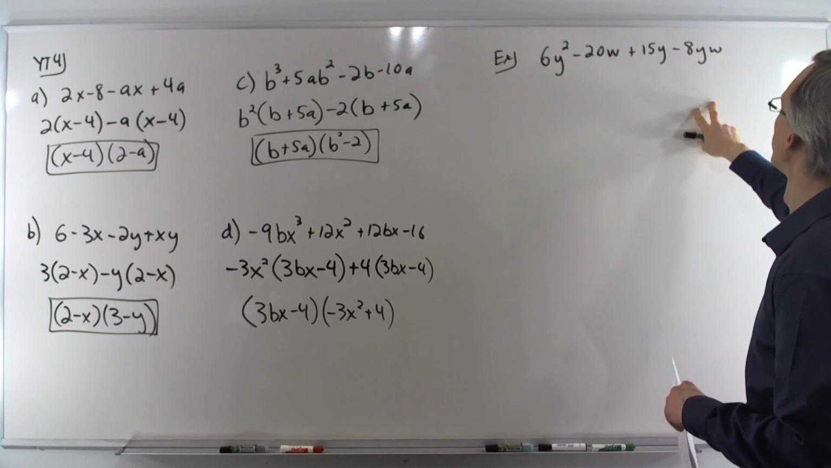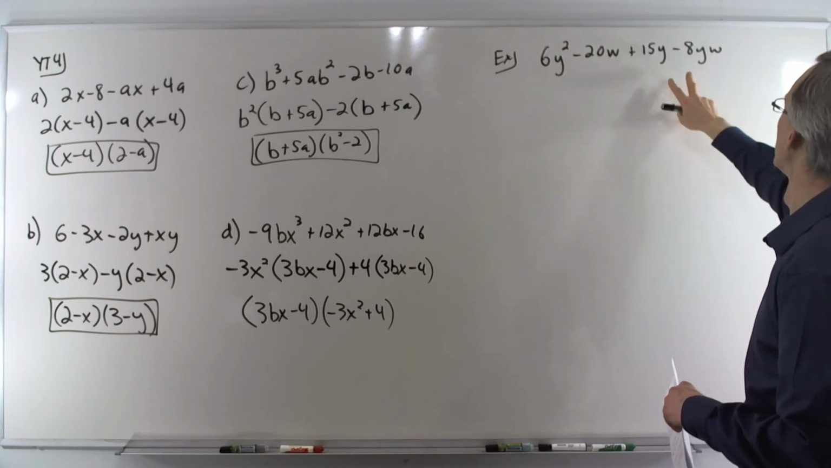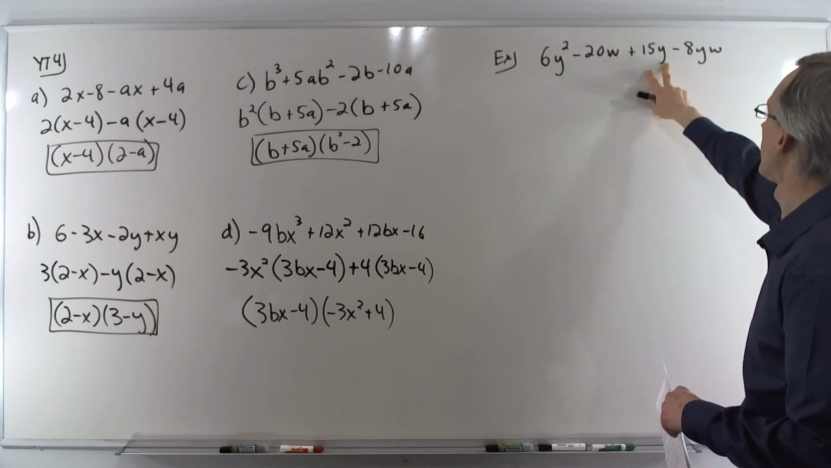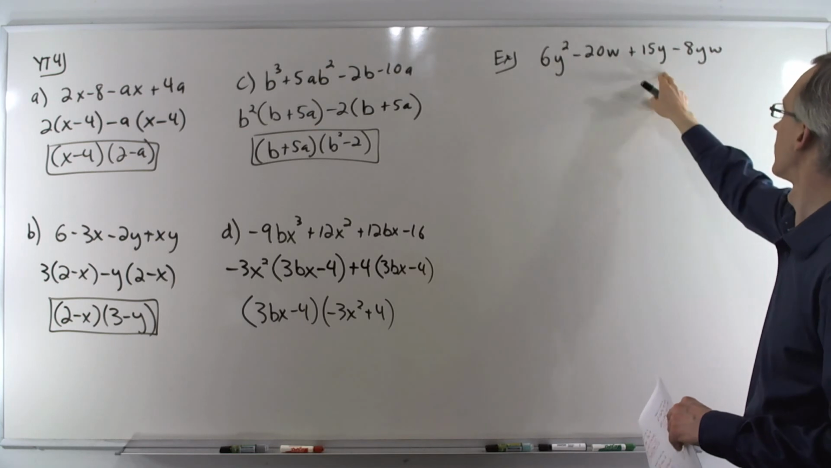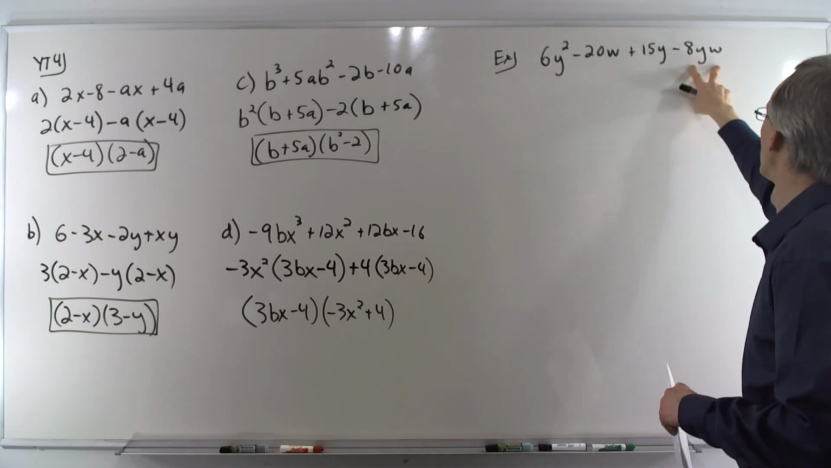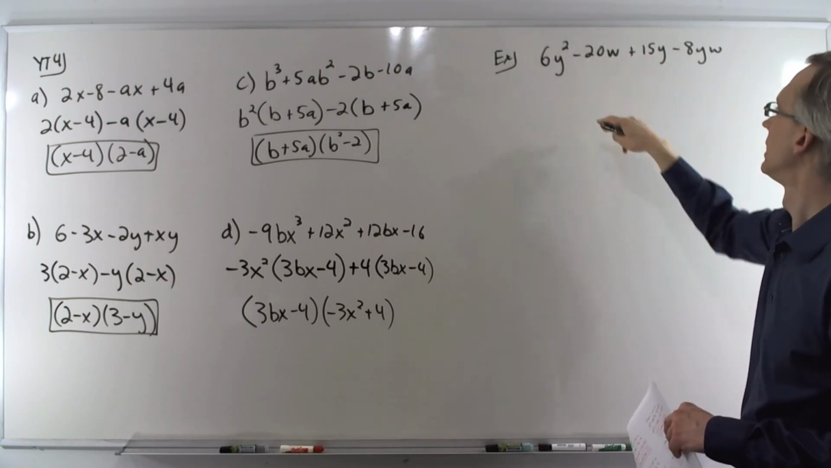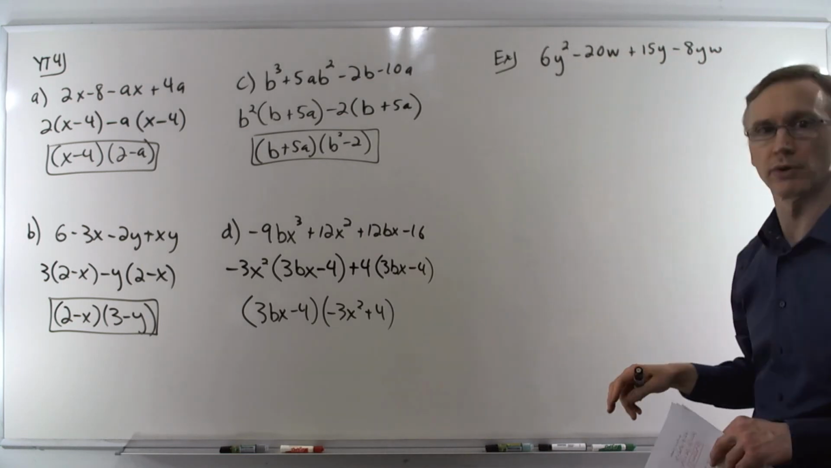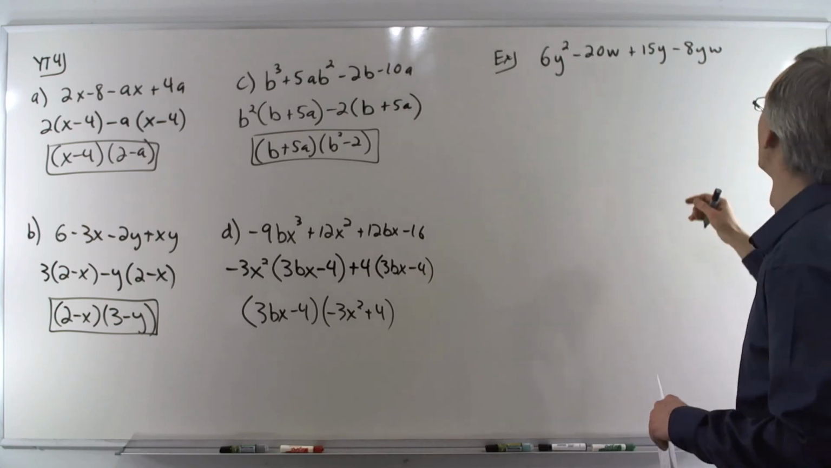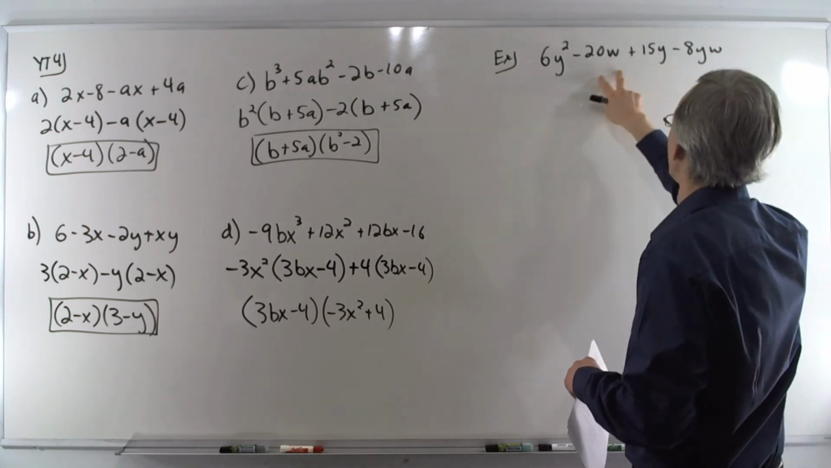So what we can do is we can get the y's next to each other so that we can factor out a y. So I can either move the 8yw over here or the 15y over here. And I don't think it matters which one. I think we'll get the same answer either way. So I'm going to go ahead and move the 15y over.